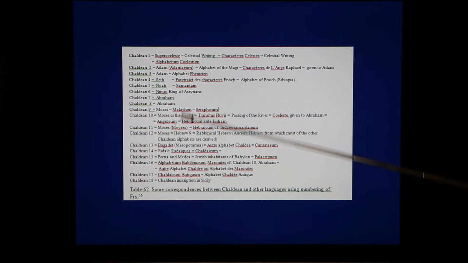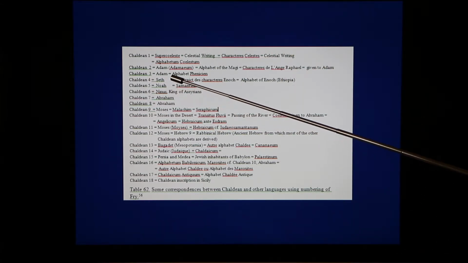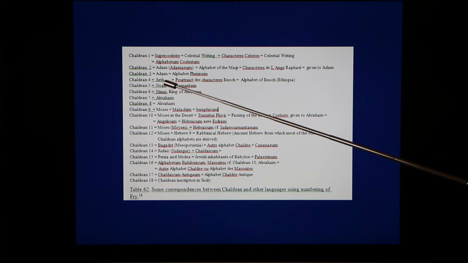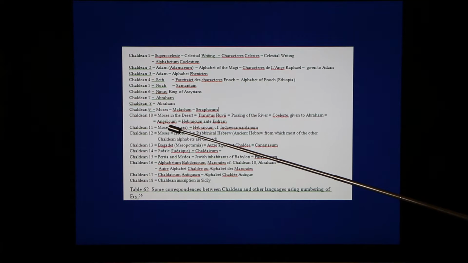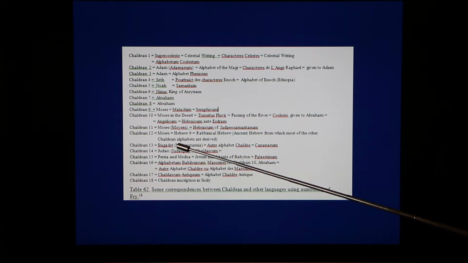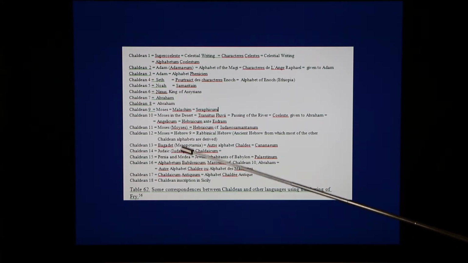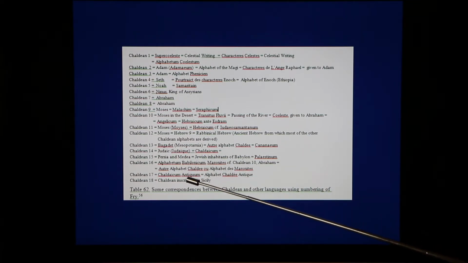And here I've taken the 18 alphabets of Mr. Fry and shown how all of those link. Well, I'm not going to go through all of this again. Of interest is that 4 is the alphabet of Seth. 7 and 8 are Abraham. 9 and 10 are Moses. No, 9, 10, 11, and 12 are Moses. And then 13 we're back in Baghdad. And then Judaic and so on. And we'll come back to these at a later stage.